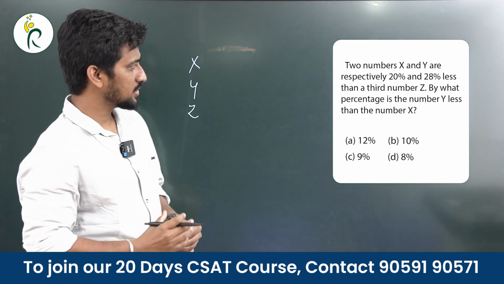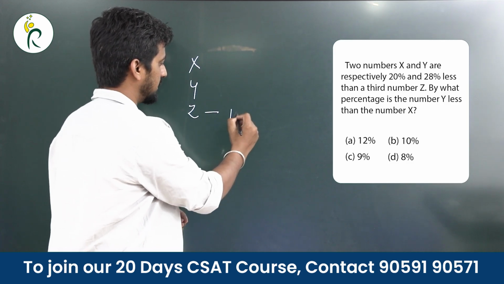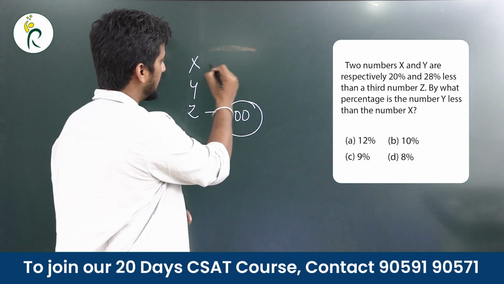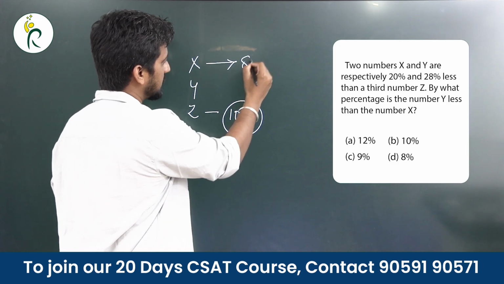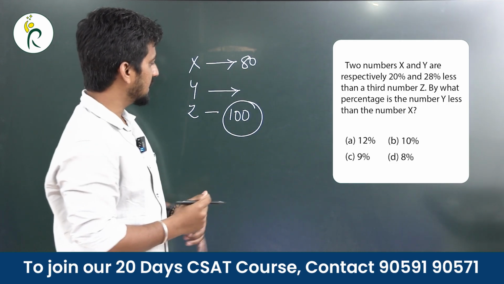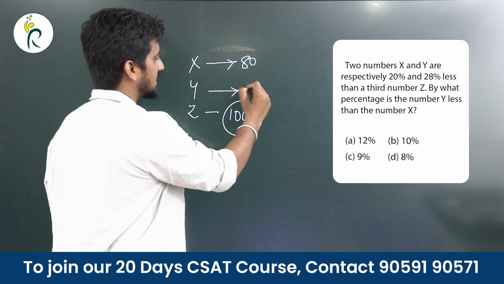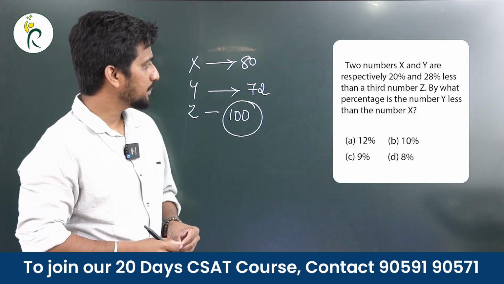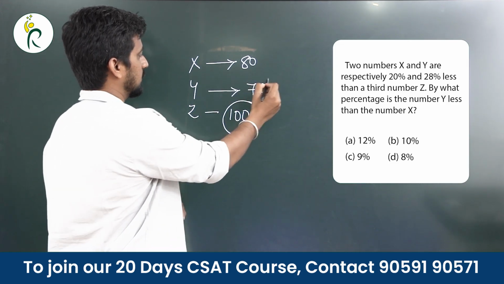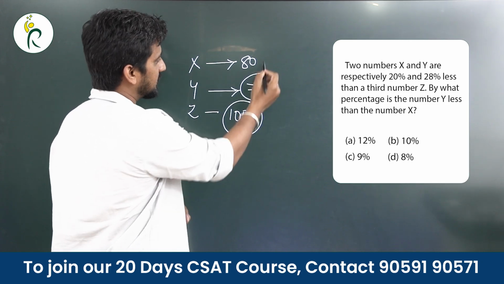By applying the logic here, if we assume z as 100, we can simply get x as 20% less than z. So x will be 80, and y is 28% less than z. Then y will be 72. So now the question says, by what percentage is the number y less than the number x?